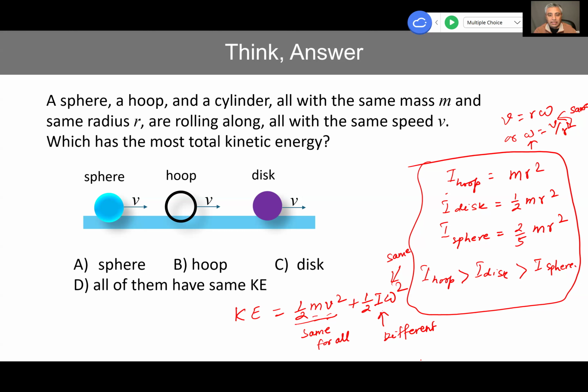So that means the difference in kinetic energy comes from just the rotational inertia of each of those. Everything else is equal, right? So in this case, what happens? Rotational inertia is largest for the hoop, which means it has the largest kinetic energy. So yes, B is the correct answer in this case.